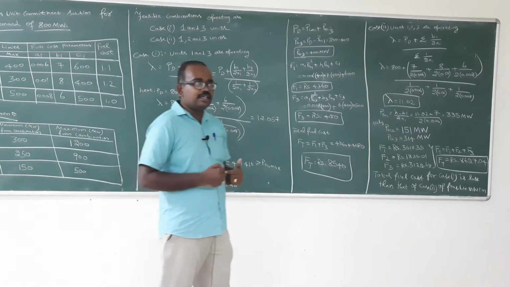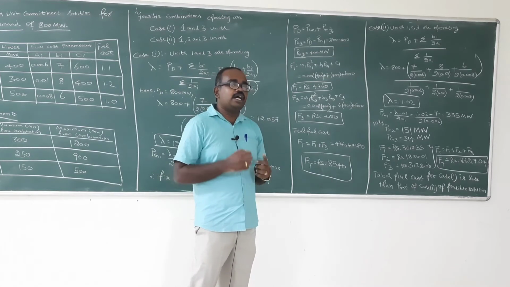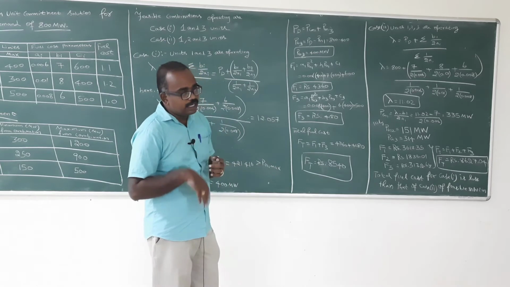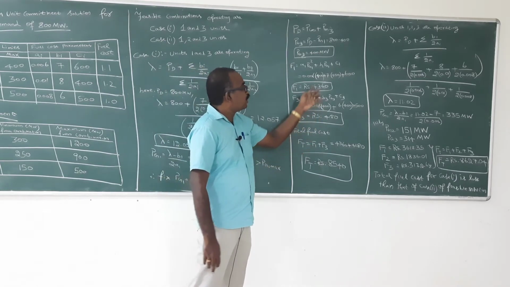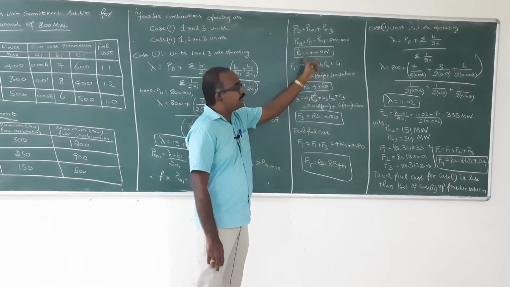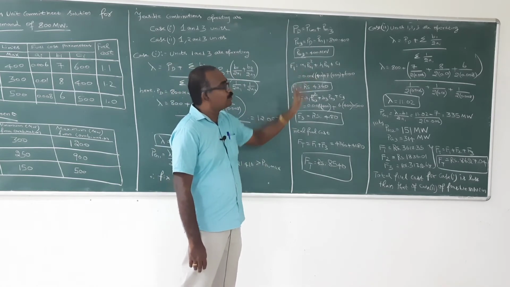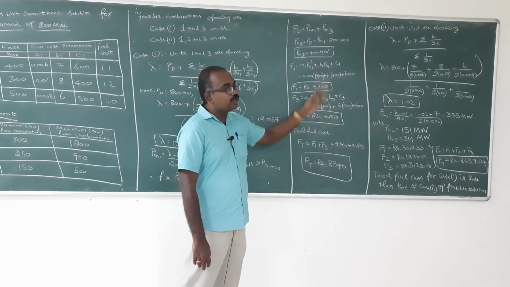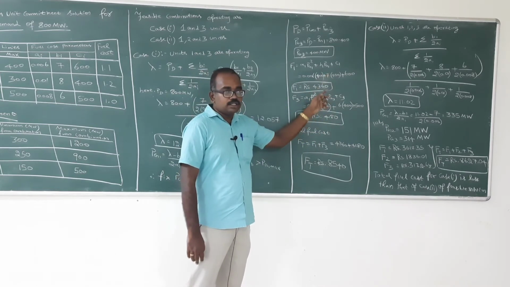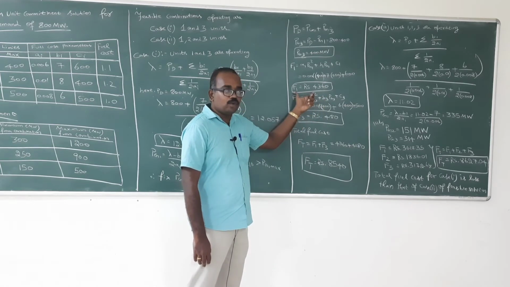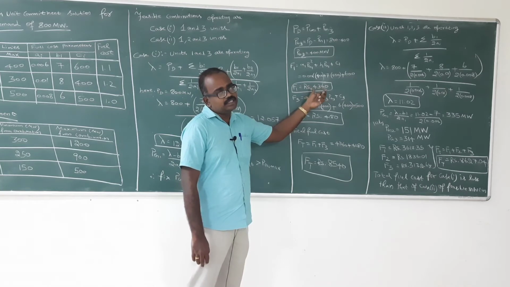How can we say which one is better? We have to find the fuel cost. So we have to substitute the values of this Pg3 as well as Pg1 in the fuel cost function. F1 is equal to A1 Pg1 square plus B1 Pg1 plus C1. So we substitute all the values, and we get F1 equal to rupees 4360.